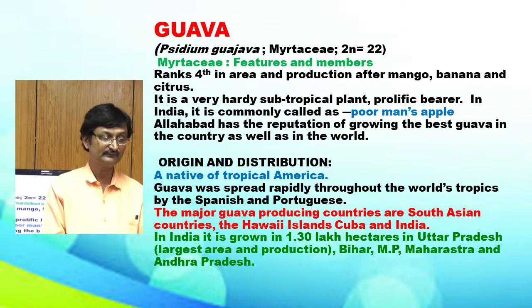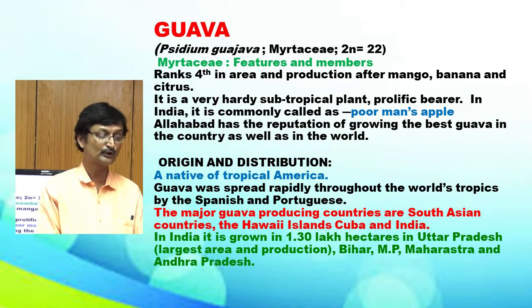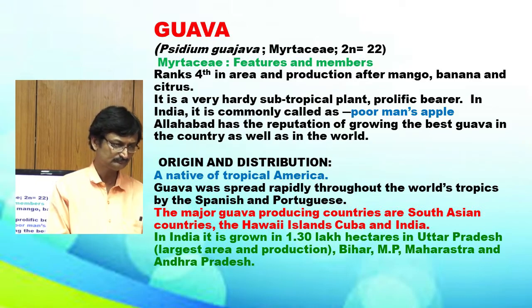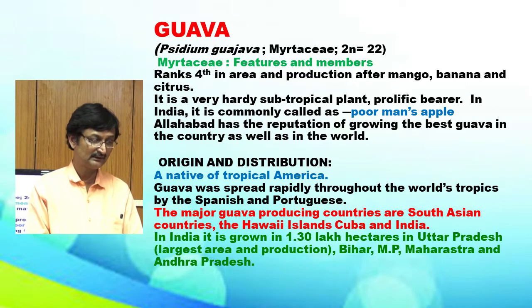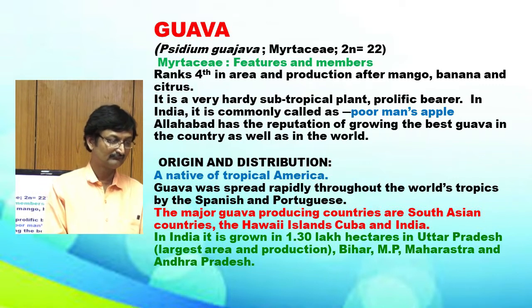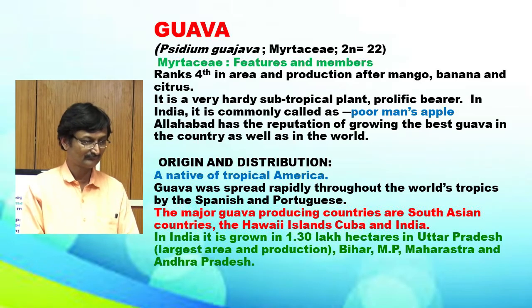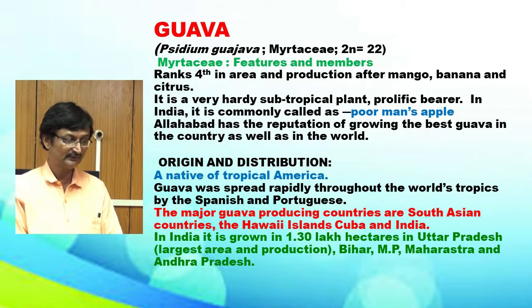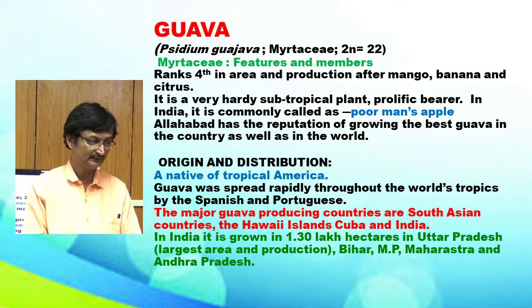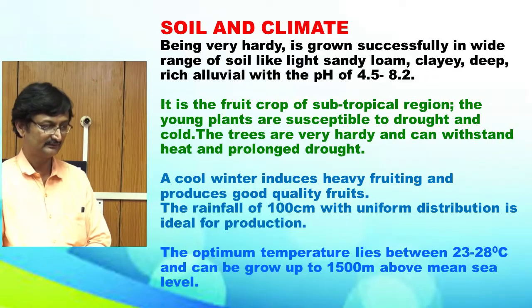Now about origin. It originated from tropical America and was spread rapidly throughout the world's tropics by Spanish and Portuguese. The major guava producing countries are South Asian countries, Hawaii Island, Cuba, and India. In India, it is grown in 1.3 lakh hectares, with UP having the largest area and production, then Bihar, MP, Maharashtra, and Andhra Pradesh.